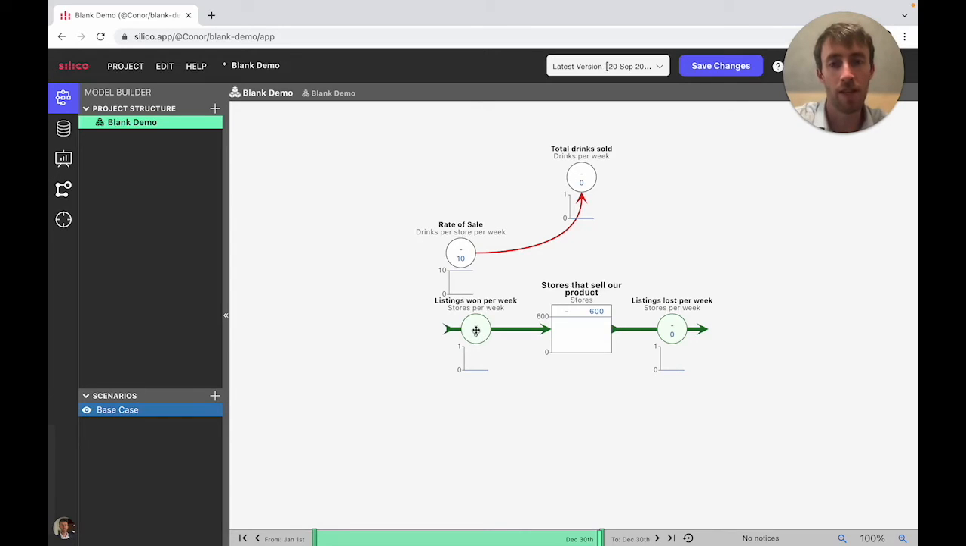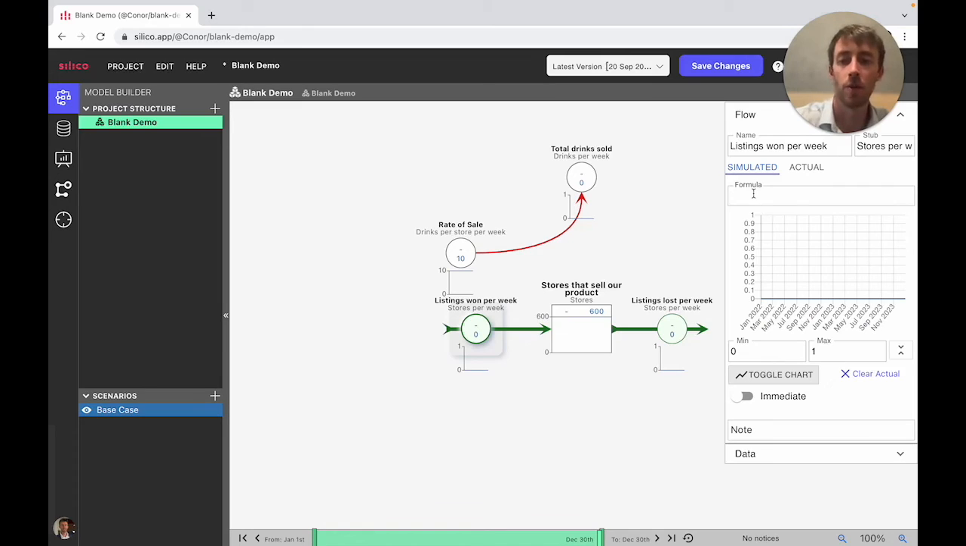So for example, let's say we were winning 2 listings per week on average. So we can put the formula here to 2, and we can see how the stock changes over the simulation period. Before it was staying steady at 600, now it's accumulating the value of 2 for every week, and there's 104 weeks, so that brings us to 808 in total. And we can see with the time bar down here how that changes over time and accumulates by 2 for each week that we go through.